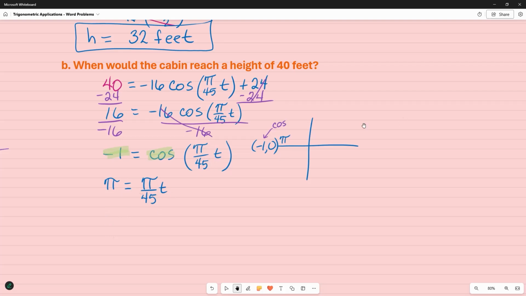For this one, what I want to do is get rid of this fraction that's in front of my variable, which means I'm going to have to multiply both sides by the reciprocal. Then you just cross simplify, and then your answer is going to be in seconds. So it's going to be t is equal to 45 seconds.